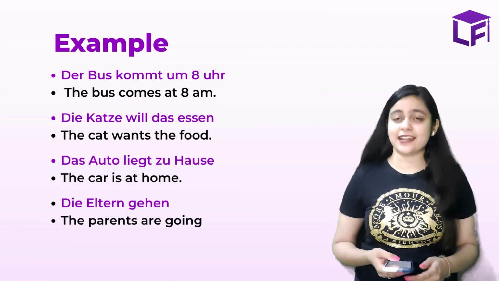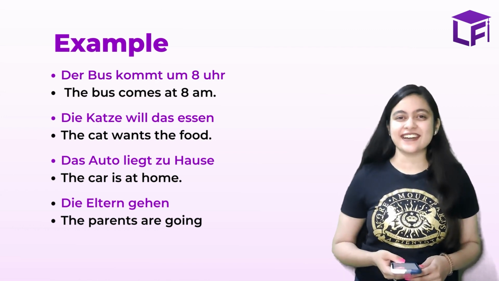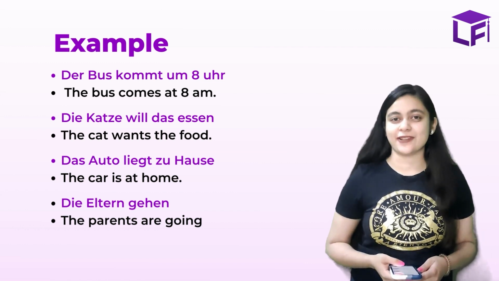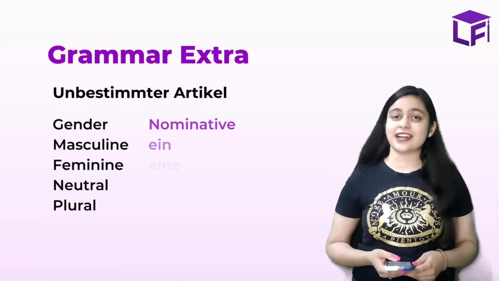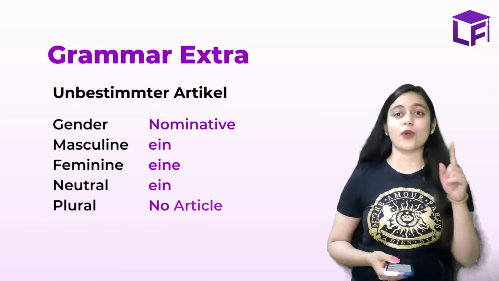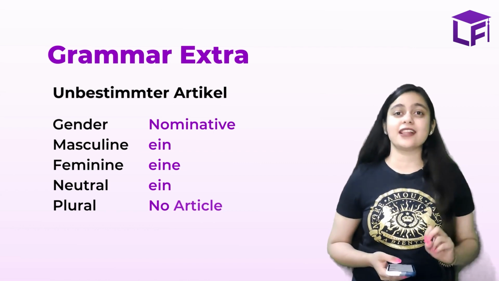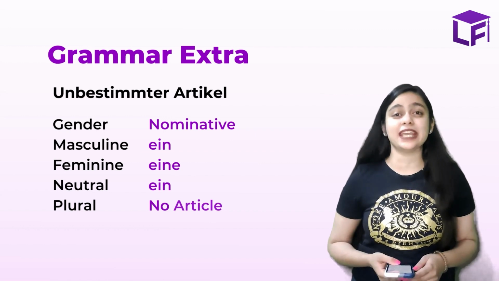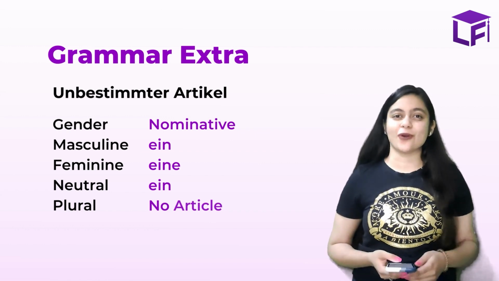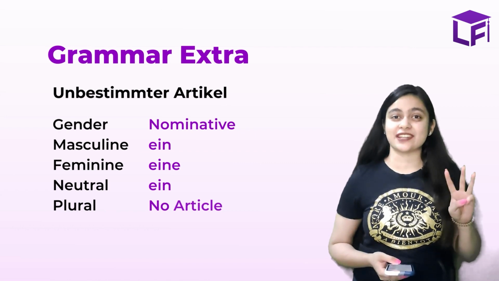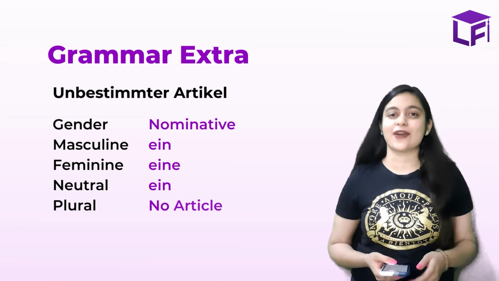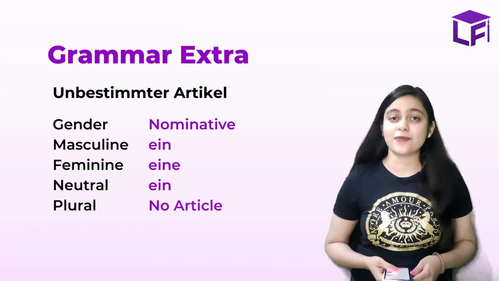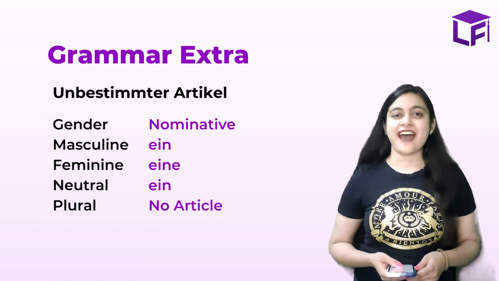Let us now also understand, in our very own grammar extra, the unbestimmte article, or the indefinite article. The unbestimmte article also means one boy, one girl, one man, one woman. So how do you say that in German in the nominative case? Here you go. Again we have our three genders: masculine, feminine and neuter. For masculine, the article that we use in unbestimmte is ein.